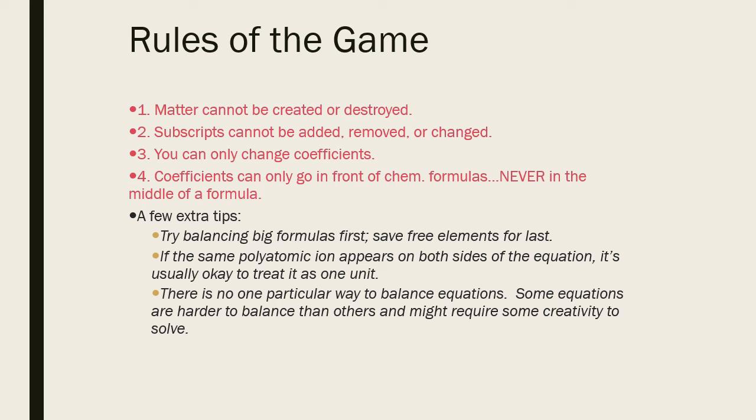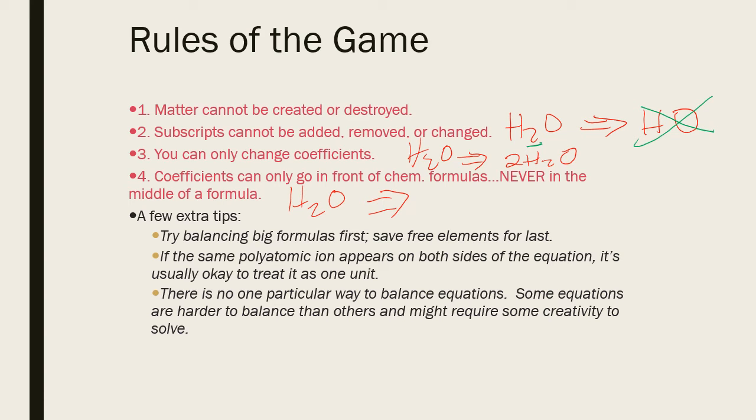So, for H2O, you cannot change that to being like HO to make it balanced. You can't change that. This has to stay. For this one, you can have H2O, or you can change it to 2H2O. That's okay. If you need more O's, you can't do this where you have H2O. Can't do that.